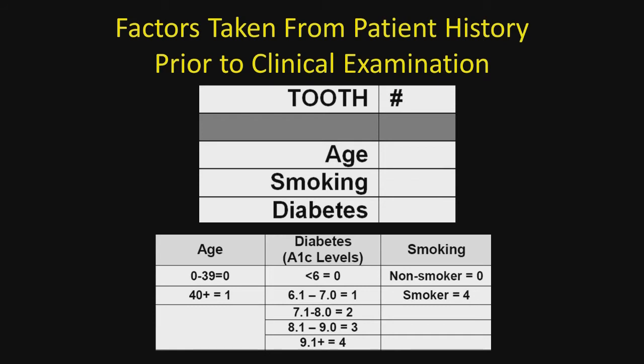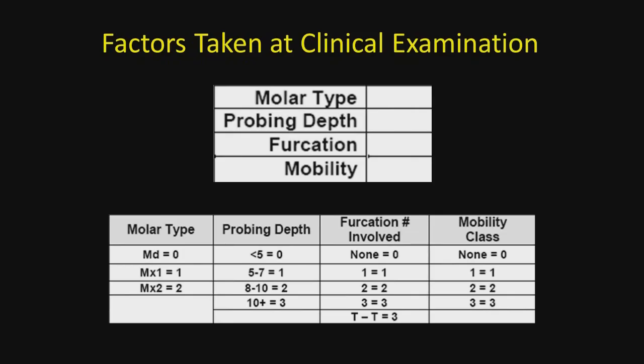And smoking, because the score was a 3.46 on our statistical model, we use a score of 4 for smokers. Factors taken from a clinical examination: the molar type, and certainly on any clinical exam, you're going to do probing depth, furcation involvement, and mobility.